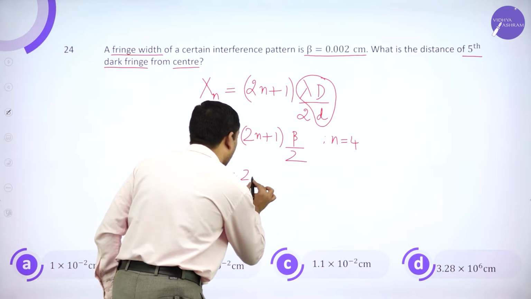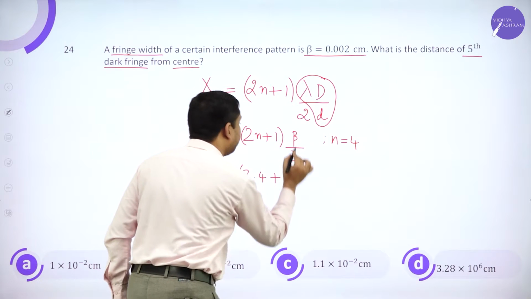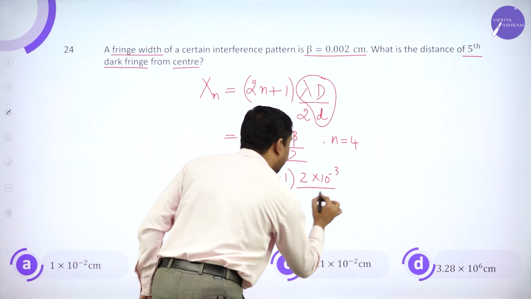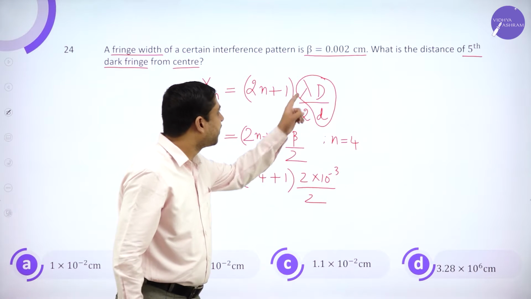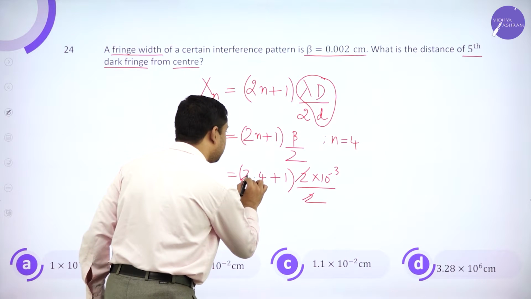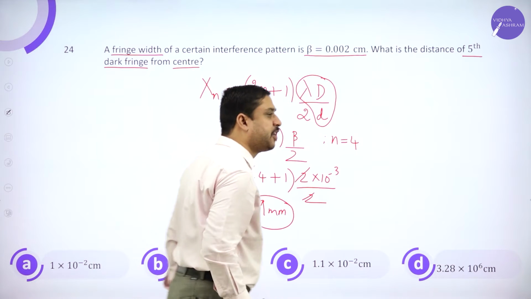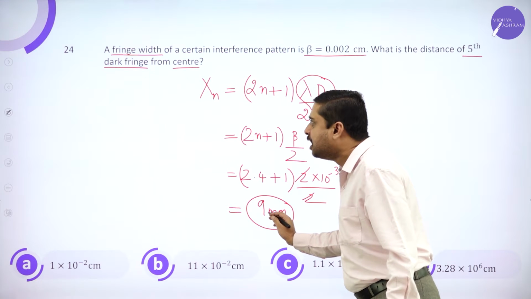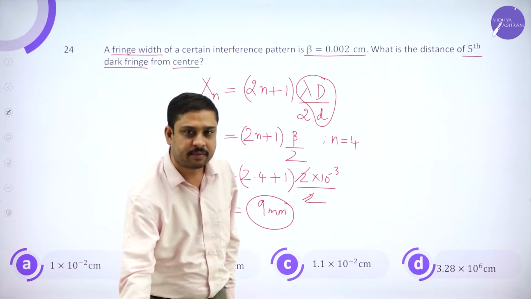So this is 2 into 4 plus 1, beta is 2 into 10 power minus 3, I will write, divided by 2. All options are in centimeter, that is why I have kept it in centimeter only. So this is 8 plus 1, 9 millimeter. Please observe here, all the 4 options are wrong. I have given you the correct answer. This goes for a grace mark. So 9 millimeter is the answer.